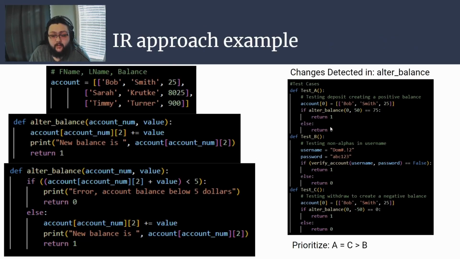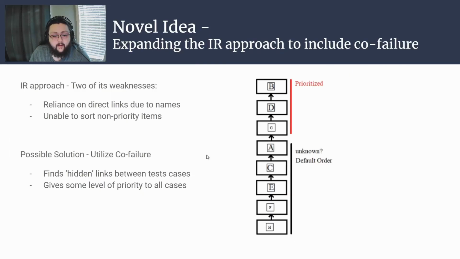Going back to this example, it's very clear, since this one has alter balance and this one has alter balance, test A and C, that if there's an issue with one, there would probably be an issue with another. But consider a test case D that created an account. That doesn't directly interact with the balance, but if there was this restriction here, there could be a possible issue. Those possible issues, those co-failures that are unexpected, those are the hidden links that I believe could assist IR with things that aren't immediately scanned.